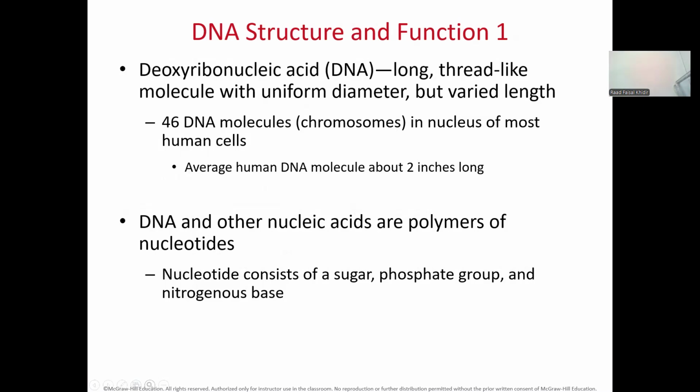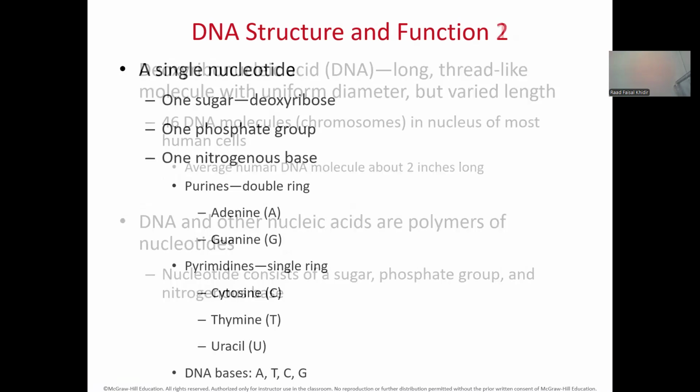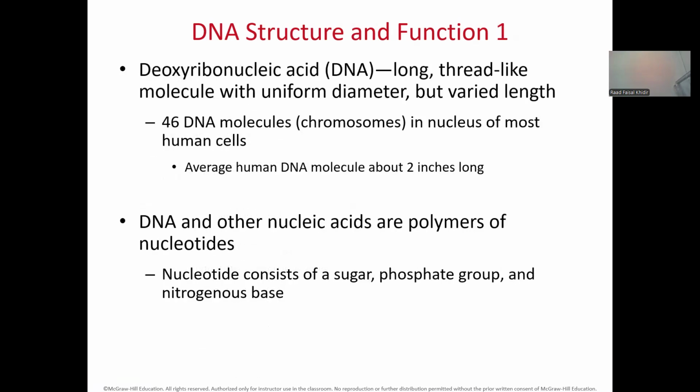Okay? The DNA and the other nucleic acids are polymers of nucleotides. So we said that the DNA is a macromolecule. It's not a micromolecule. And you need to know the 3 units. A sugar for DNA is deoxyribose. For RNA, it's ribose.